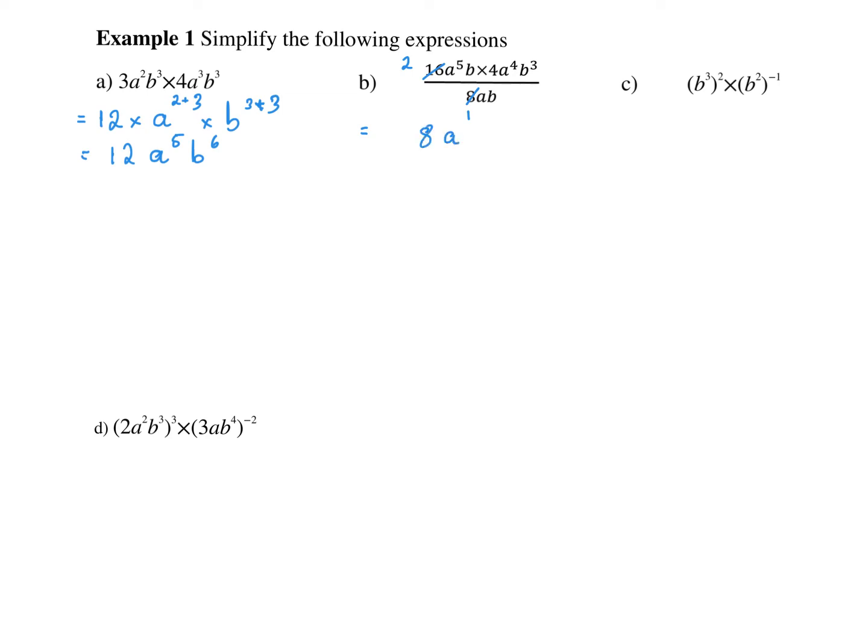A to the power of, so it's 5 plus 4, which is 9. And I have b to the power of, 1 plus 3 is 4. And then it's over a b. Now there's nothing to simplify down the bottom. I've simplified the top, the bottom is simplified. Now I can do the top and the bottom together. So that gives me the 8 stands alone, and now I've got division, so I'm going to subtract. So 9 take away 1 is 8, and 4 take away 1 is 3.